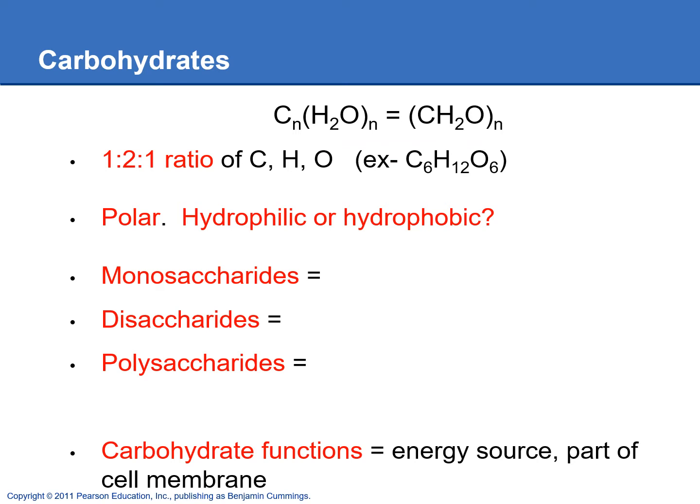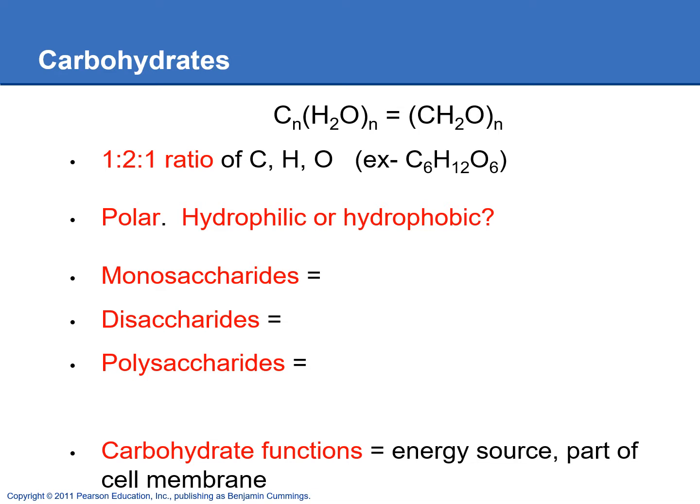You can recognize a carbohydrate because it has a 1 to 2 to 1 ratio of carbon to hydrogen to oxygen. So for example, glucose has a chemical formula of C6H12O6.